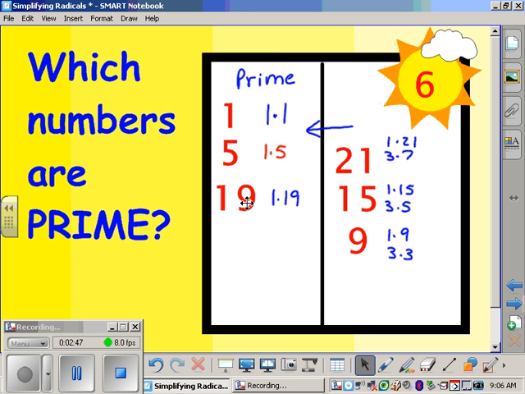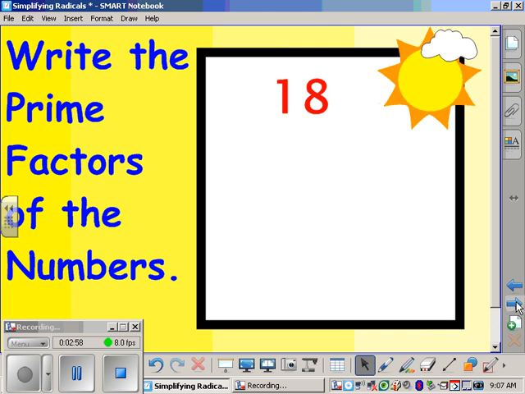Now this will be important to understand as you go through and evaluate the different numbers that you will be simplifying today under a radical sign. So let's look at the next step. Here it says, write the prime factors of the numbers. So if you recall again from an earlier grade, you should have learned how to do factor trees. Creating factor trees allows you to find the prime numbers for the given number.